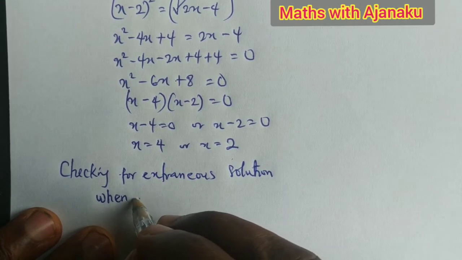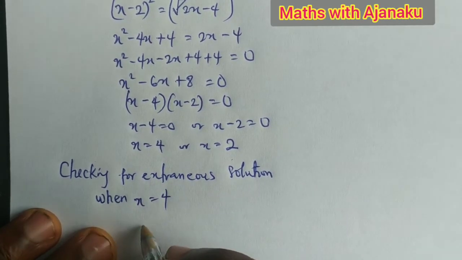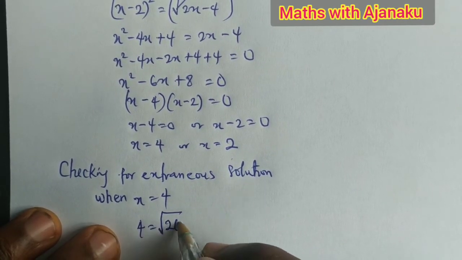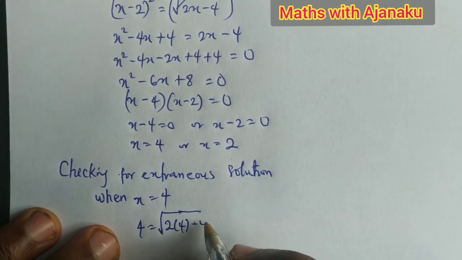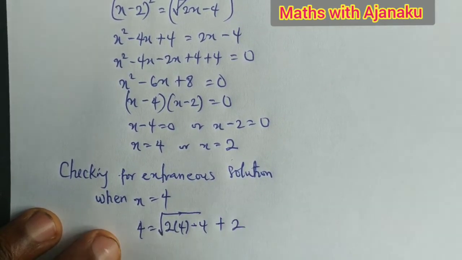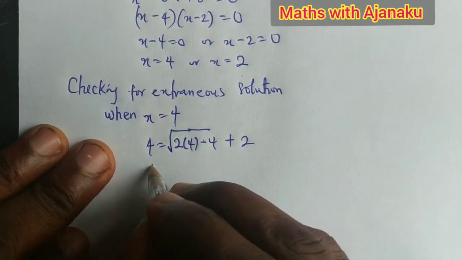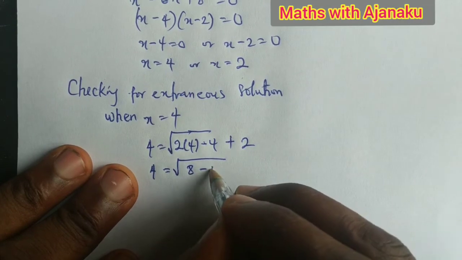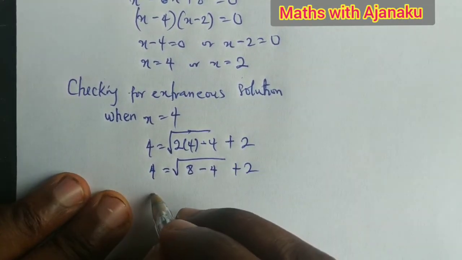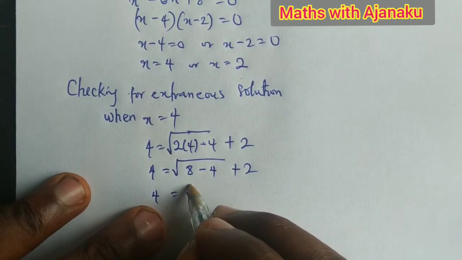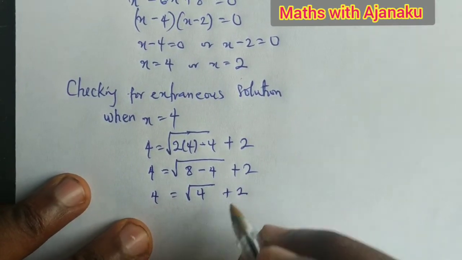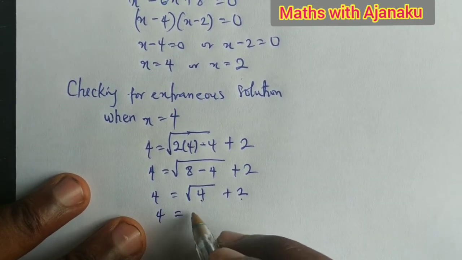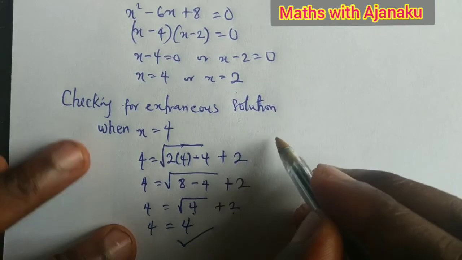When x is equal to 4, then we have 4 equal to the square root of 2 into bracket 4 minus 4, plus 2. Simplifying this further, you have 4 is equal to the square root of 8 minus 4 plus 2. This is 4 equals root 4 plus 2. And this is obviously 2 plus 2, that is 4. That is 4 equal to 4. So this is correct. Now let's check out the other one.